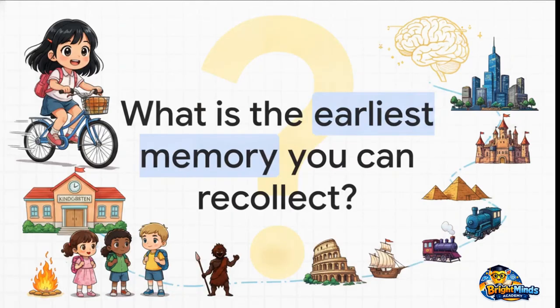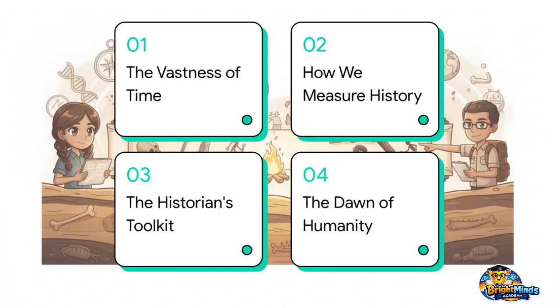What is the very earliest memory you can actually recollect? Maybe you remember being 5 or 6 years old, finally learning to ride a two-wheeler. Your personal timeline, well, it's relatively short, right? So how do we bridge that gap between our own super brief lives and the massive, epic scale of human history? Here is our roadmap for this explainer.